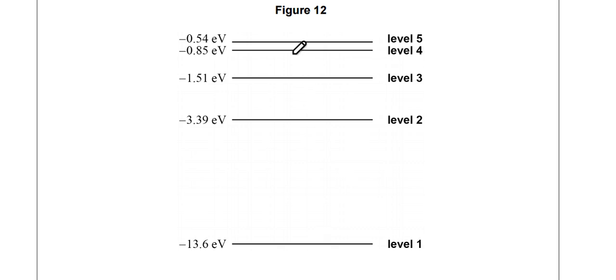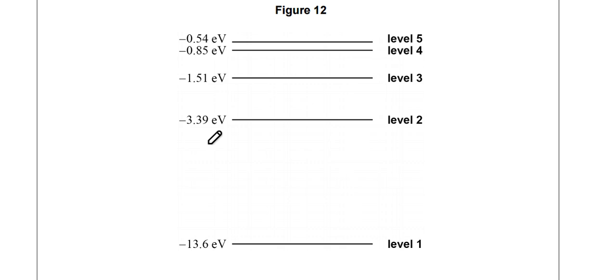If you make a subtraction of 13.6 minus 3.39, or this number, it will only give 12 point something electron volts for the incident photon. But when you subtract 13.6 minus 0.85, this gives the incident photon energy. So this is the excitation transition.